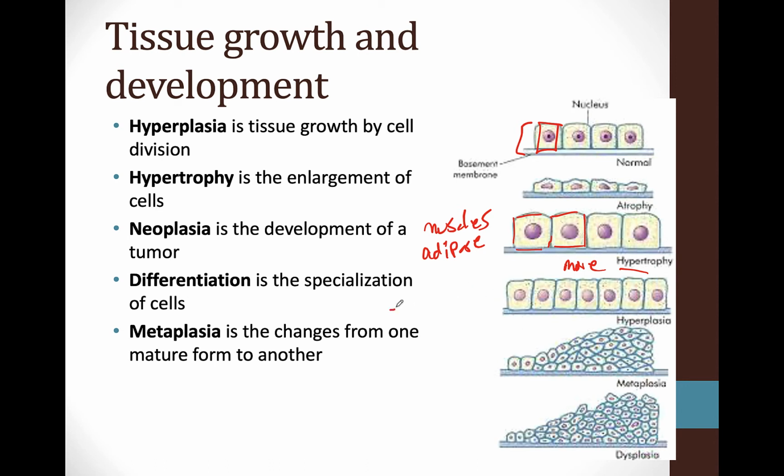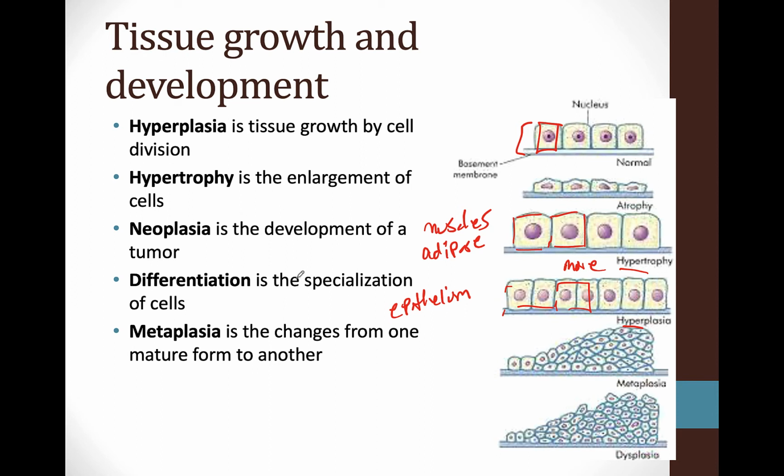Most other tissues, like epithelium, grow through something called hyperplasia. So hyper again means more. Plasia is going to be the cell division. So now instead of 4 cells, we actually have 8 cells, I think. 7 cells here. So some of those cells divided into 2 cells, and now the cells aren't really any bigger than they were originally, but there's more of them.